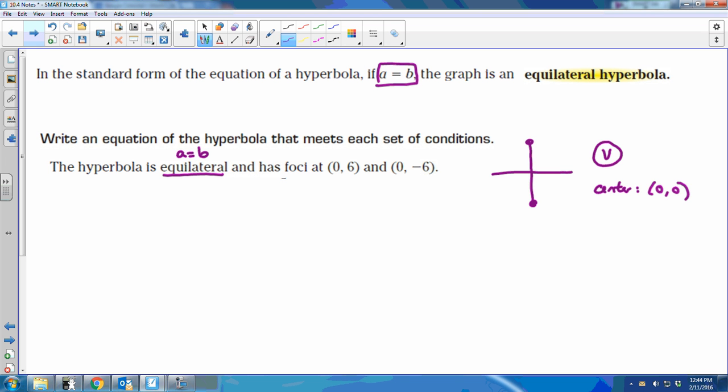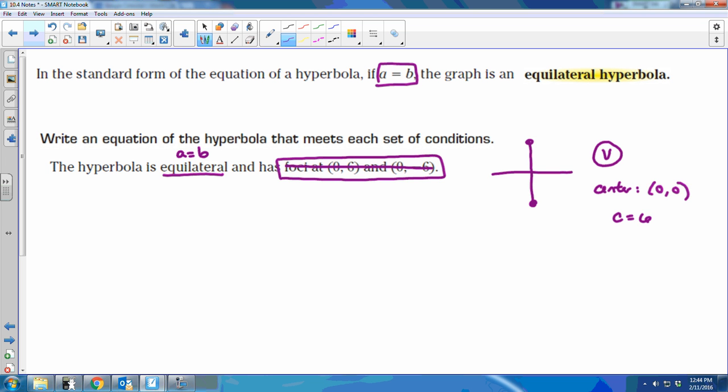C is the distance from the center to a focus. So what is C? Okay, so I know it's vertical, I know the center, and I know C is 6, all from knowing about the foci. And so now I'm done with those. I can get no more information from that.